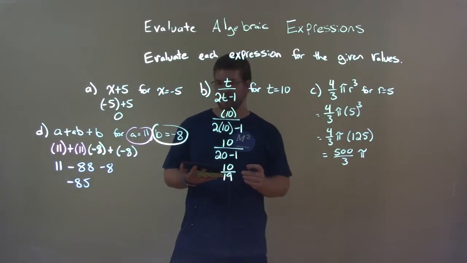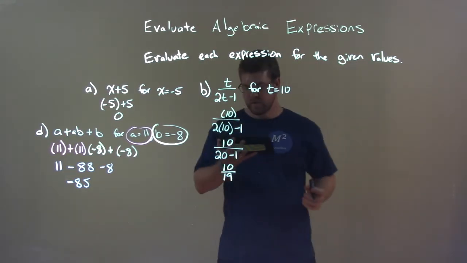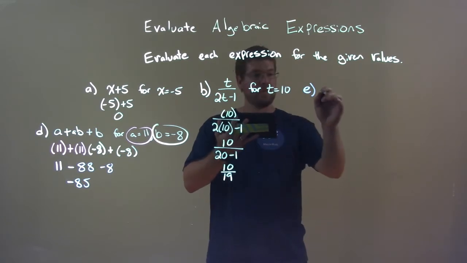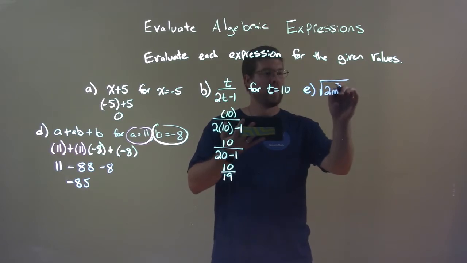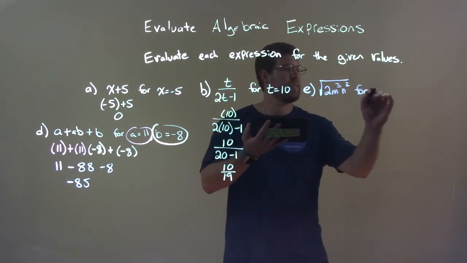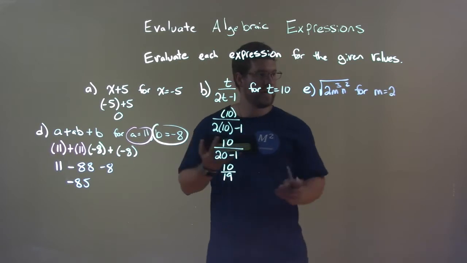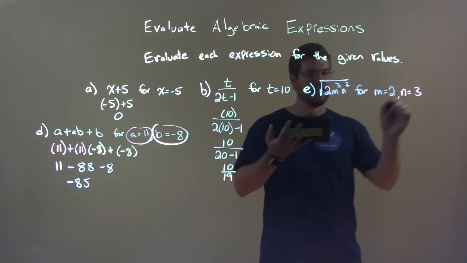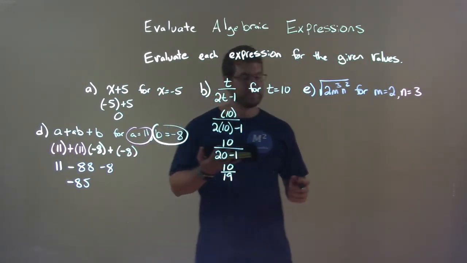Lastly, we can get one more in here. I have to probably erase a little bit. Let's go erase this one. And let's go E. The square root of 2m to the third power n squared for m equals 2. Keep that in blue, and we'll use pink again here, and n equals 3. Okay? And then let's use yellow for the others.